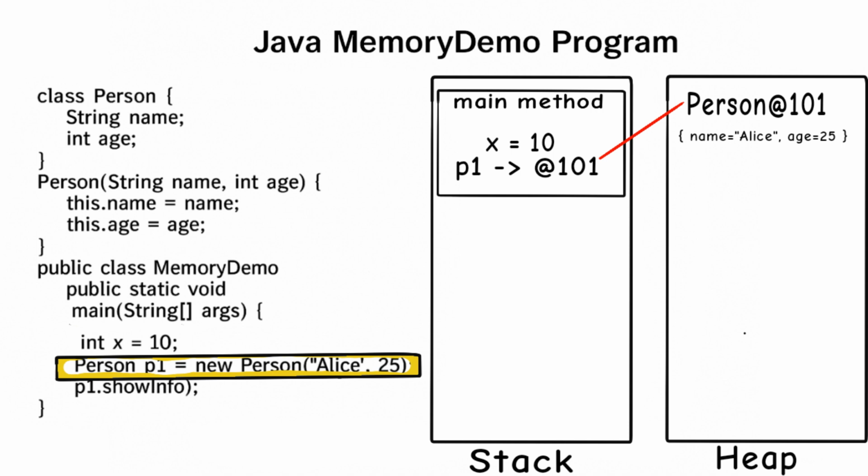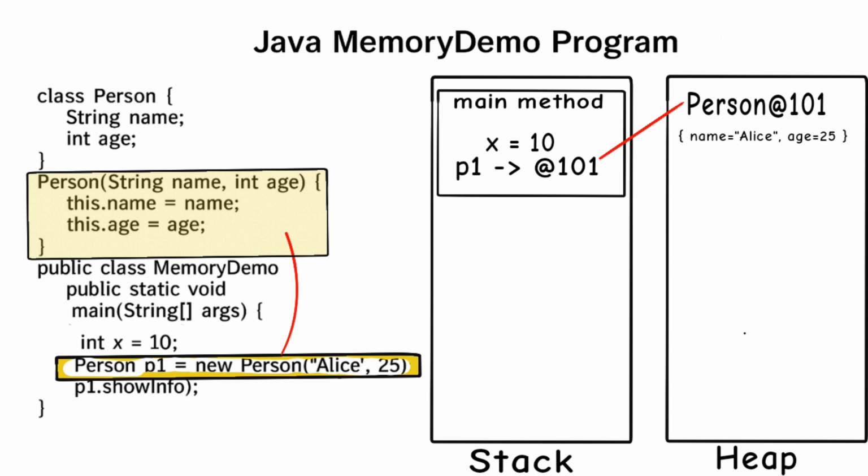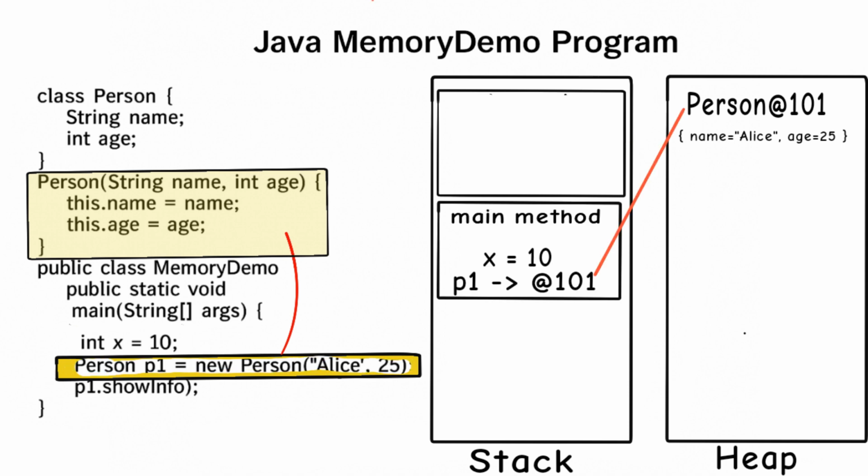When we call the constructor Person("Alice", 25), Java creates a new stack frame for it. Inside this frame, the parameters name and age are stored temporarily. The constructor assigns these values to the object fields in the heap. Once done, the object is fully initialized, and the constructor will soon finish execution.